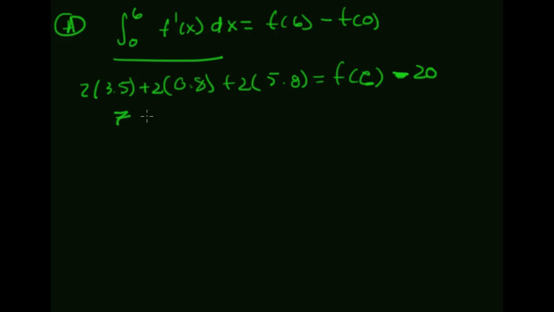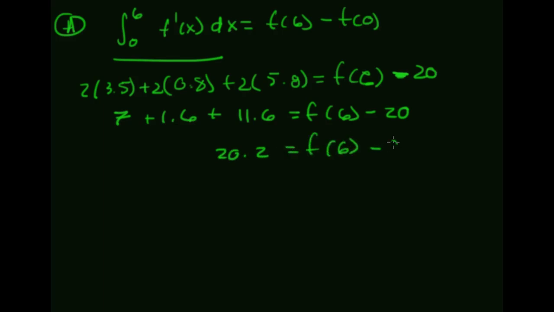So that's 7. That's 1.6, and this is 11.6. f of 6 minus 20. What do we got here? 7, 1.6, 11.6, so that's 7, 8, 8 and 11 is 19, plus 1.2 is 20.2. And then you add the 20 to both sides and you get f of 6. These are all approximates, actually. f of 6 is approximately 40.2.